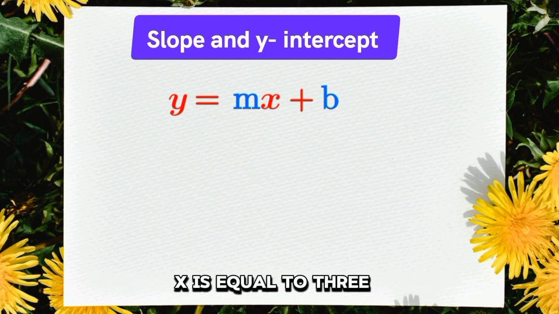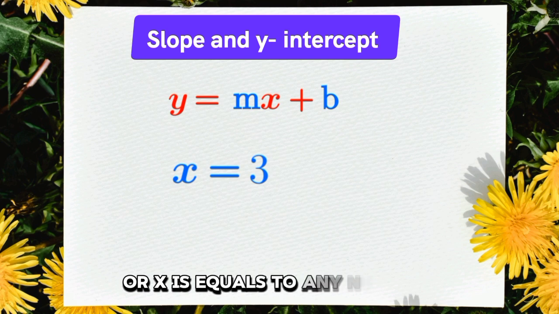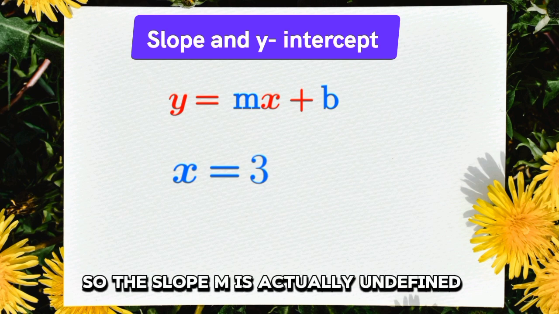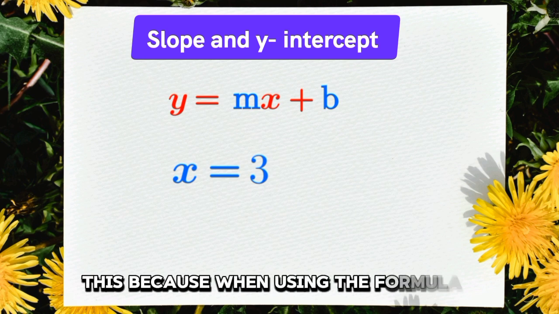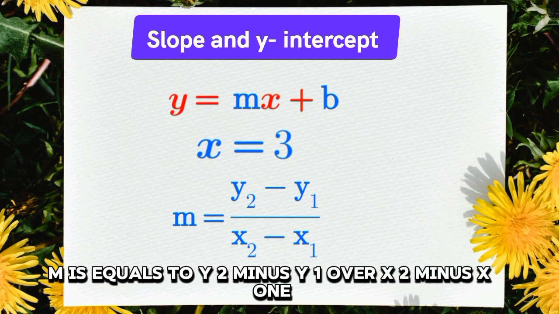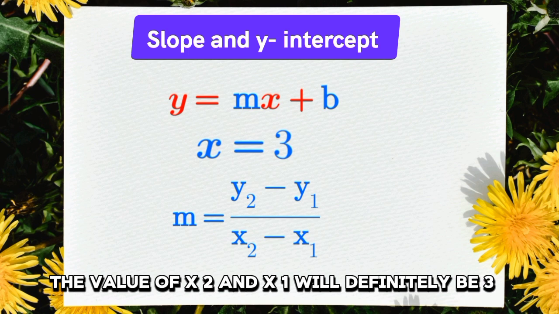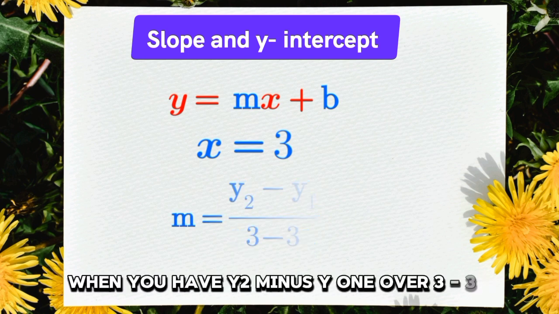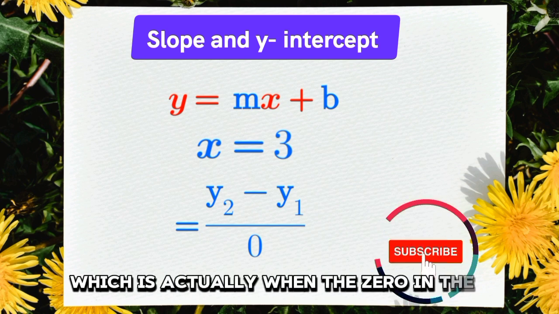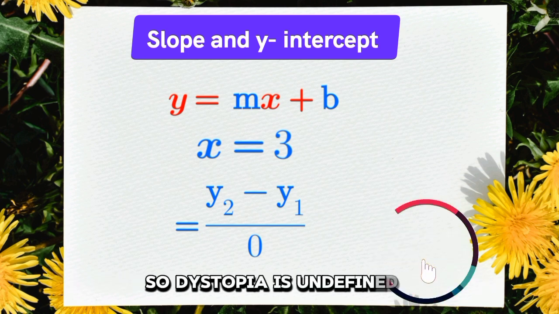Now, let's take these two examples. x equals 3. What you have to understand here is that when x is equal to 3, or x is equal to any number, it is a vertical line. So the slope m is undefined. This is because when using the formula, m equals y2 minus y1 over x2 minus x1, the values of x2 and x1 will definitely be 3. When you have y2 minus y1 over 3 minus 3, you have 0 as your denominator, and when 0 is in the denominator of any expression, it is undefined. So the slope here is undefined.